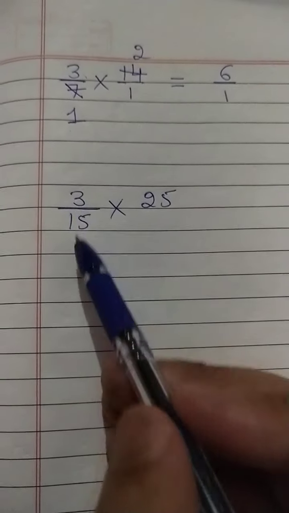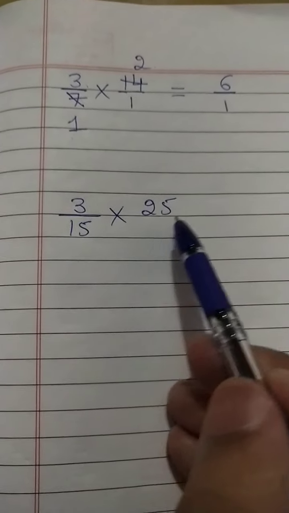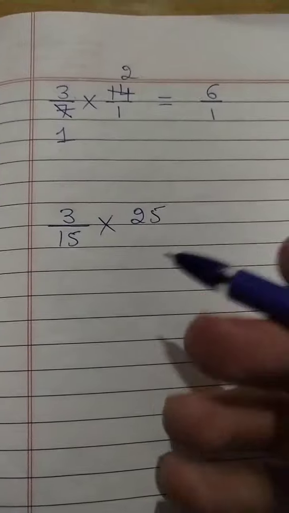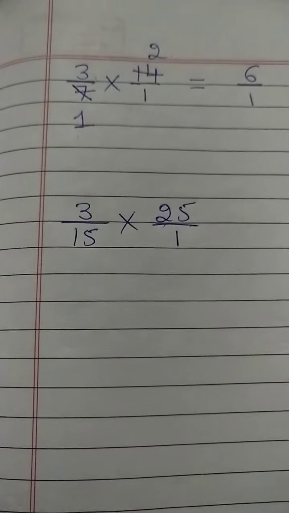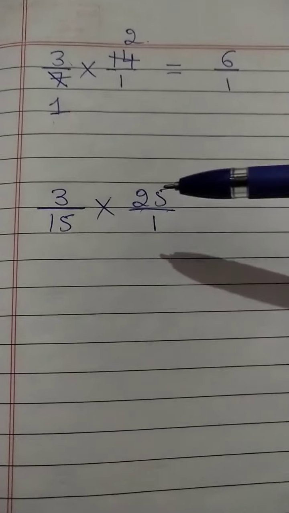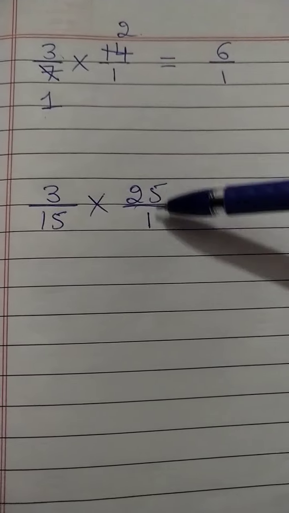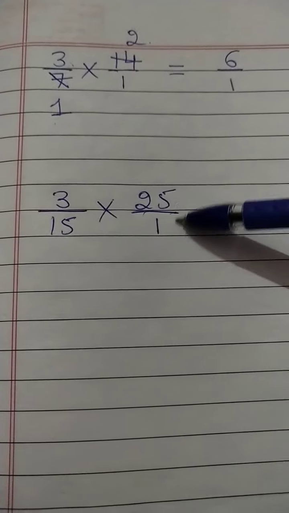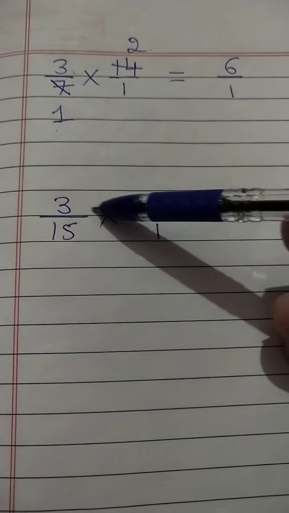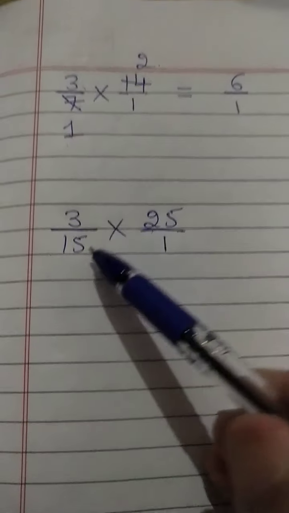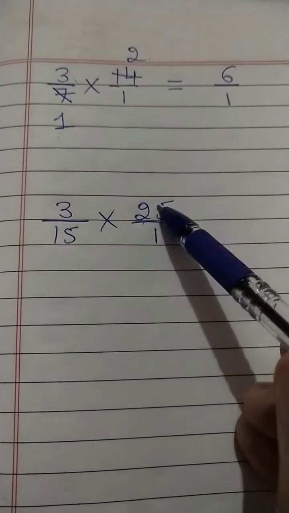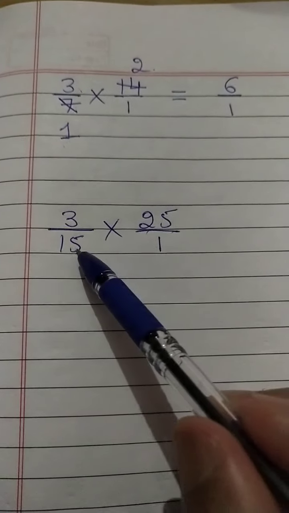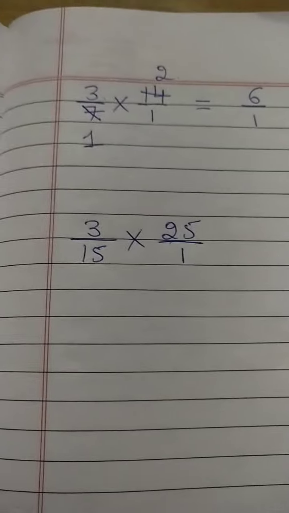Next question is we have to multiply 3 upon 15 by 25. So again, 25 is a whole number. We will put the denominator of 25, that is 1. Now we will check the divisibility, cancellation. 25 upon 1 is already in lowest form, not possible. 3 and 1, no, not possible. 15 and 25, yes, it is possible. Both are divisible by 5. So we will divide both numbers by 5.